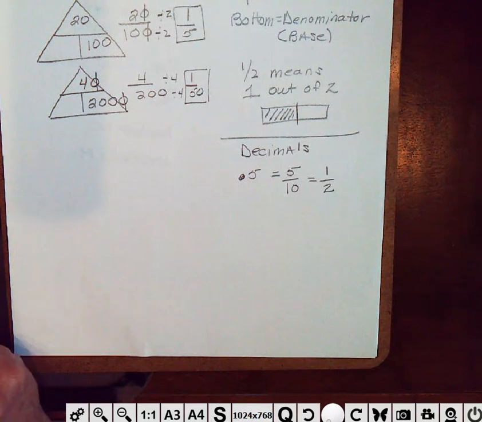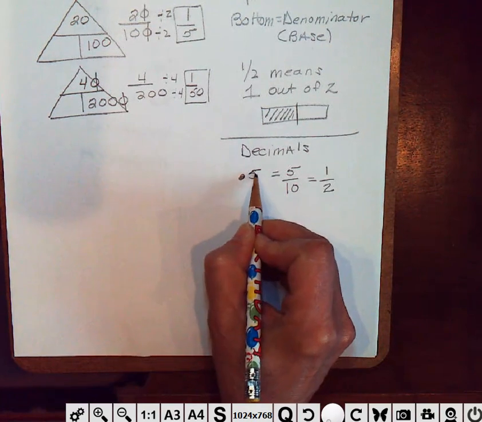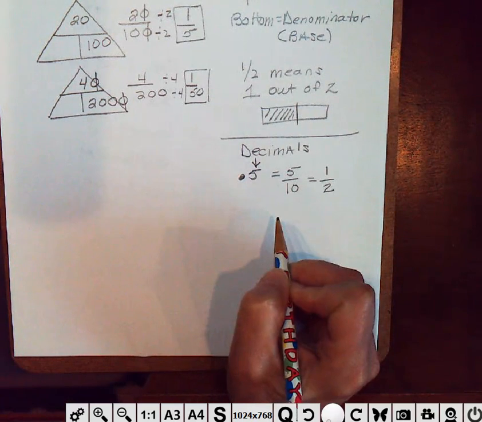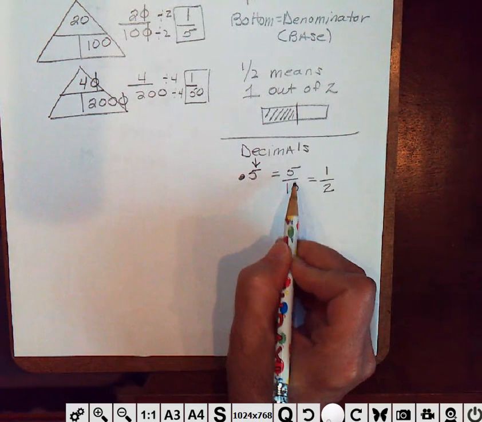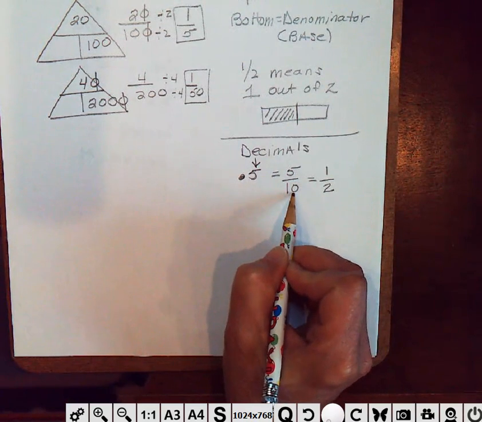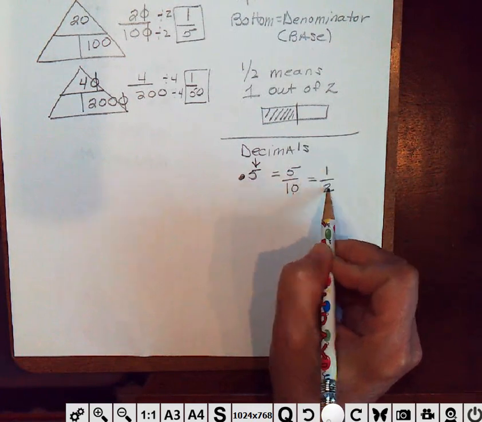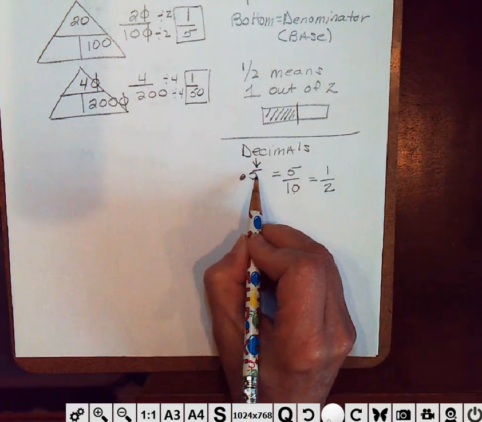So 0.5 as a decimal, what place is this in from the previous chapter? It's in the 10th place. So 5/10 is the fraction. Reduce it to lower terms, 1/2. So 1/2 is the same as 0.5.